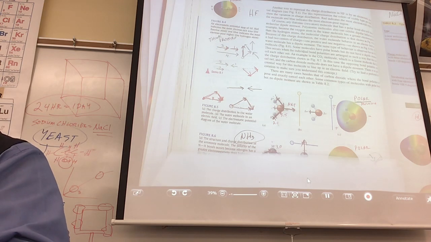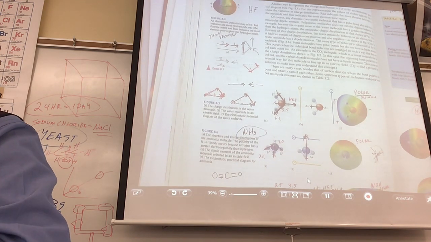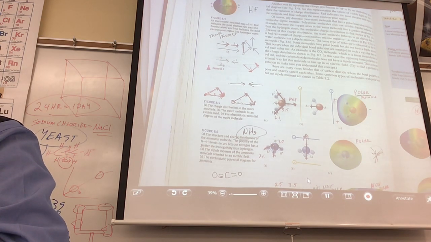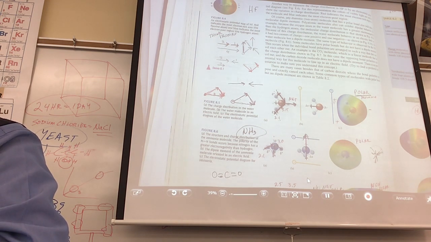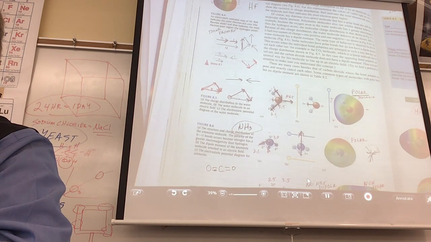All right, everybody look up here and let's take a look. Carbon is 2.5, oxygen is 3.5. The difference in electronegativity is 1. That's kind of up there. So that means let's draw a dipole moment. Which way does the arrow go? And don't say to the right. Say toward what? Toward oxygen. Why? It's more electronegative.